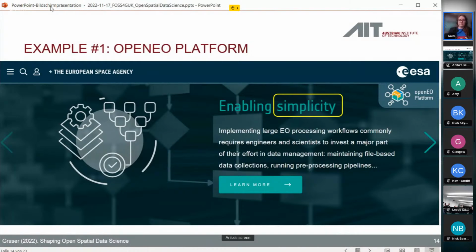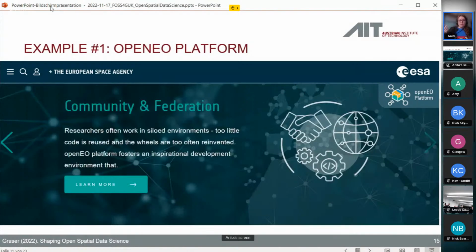So they also talk about federation. Instead of working in our siloed environments, code should be reused. We don't want to reinvent the wheel. It's really in the open source mindset, which I think is very close to what OSGeo and FOSS4G is about, to reuse.